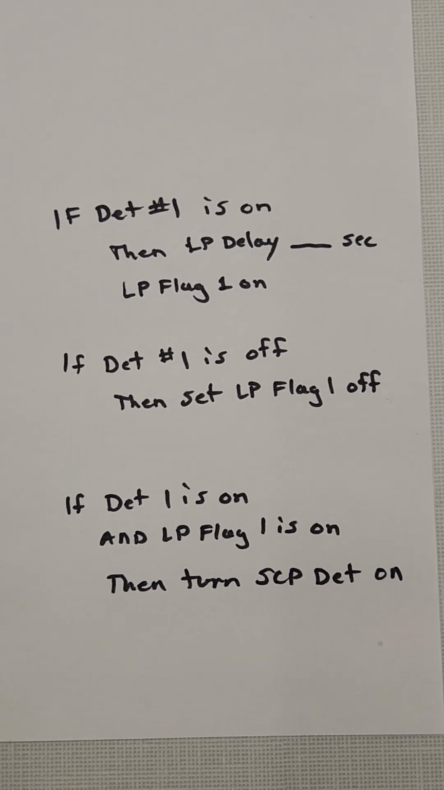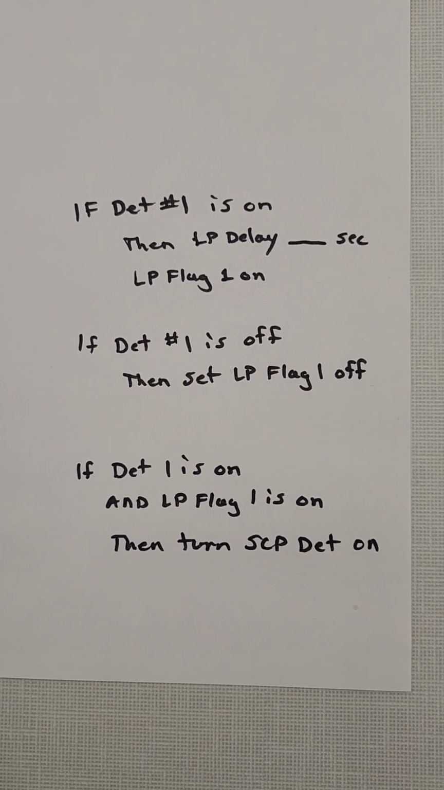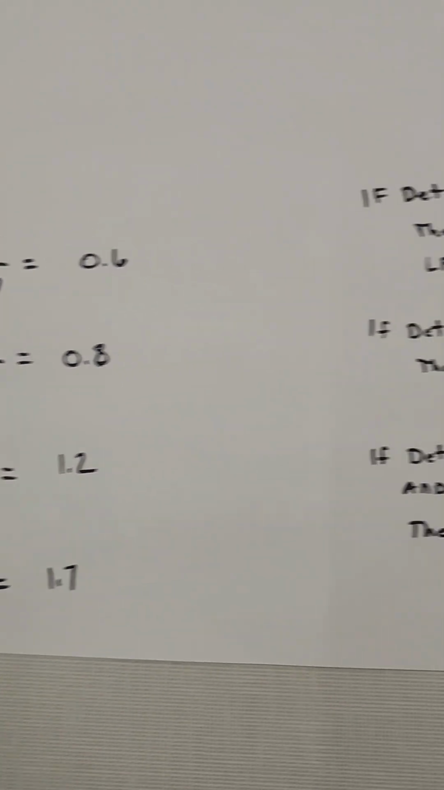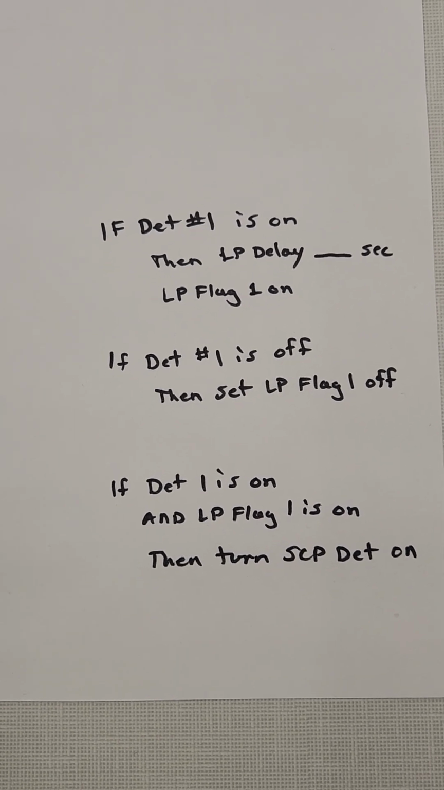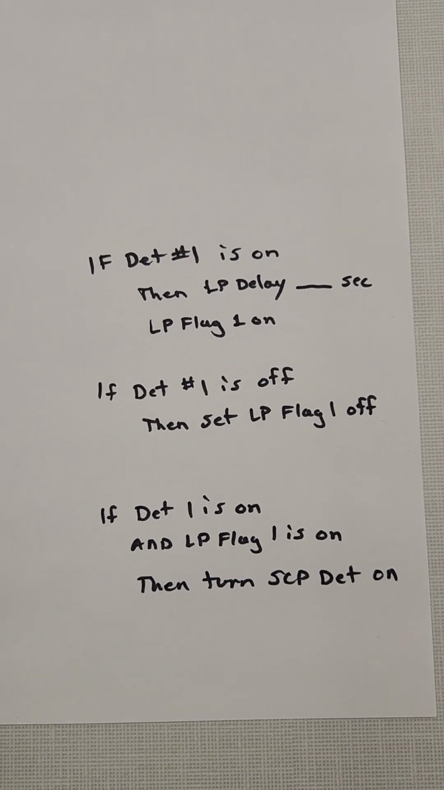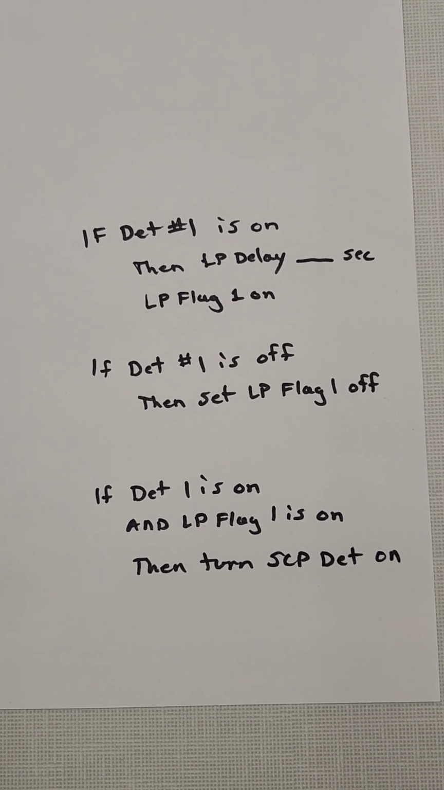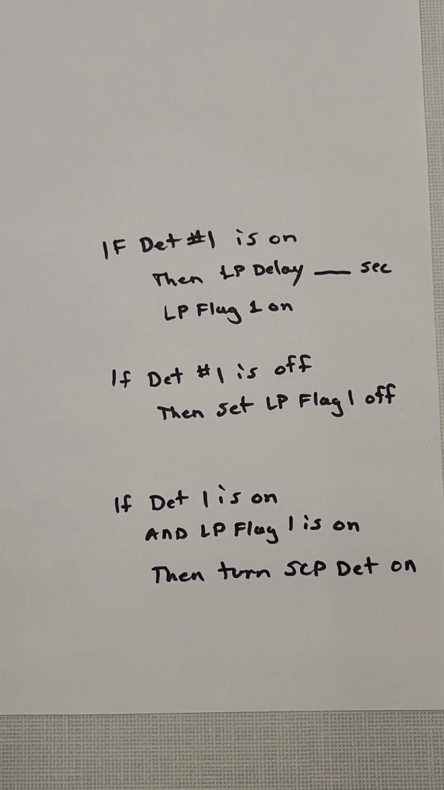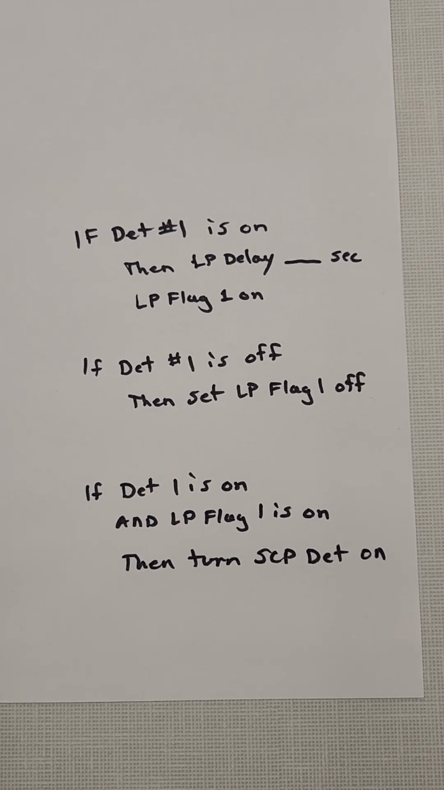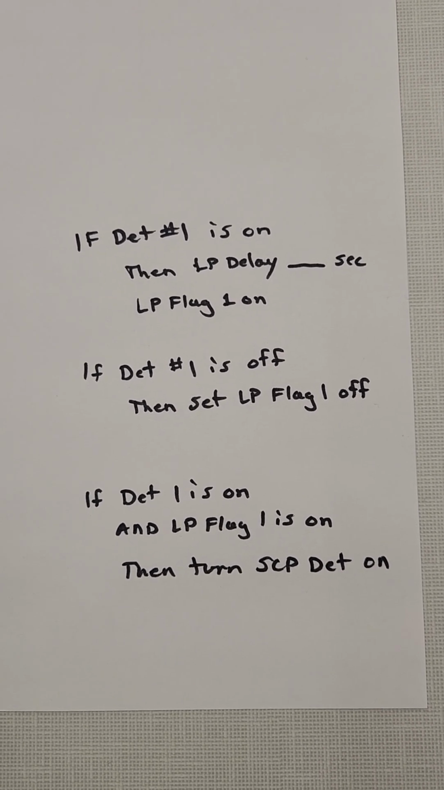And then it's 3 simple logic steps. What we're looking for is: is that detector on? Set a delay for whatever time. Let's say we're going to be somewhere in the middle, let's say 1 second. So set a delay for 1 second, turn logic flag 1 on. If that loop is off, then we want to shut logic flag 1 off. Because what we're looking for is if detector 1 is on and logic flag 1 is on, so that detector is on and it's been on for 1 second, meaning a long vehicle is there, then turn on the SCP detector.